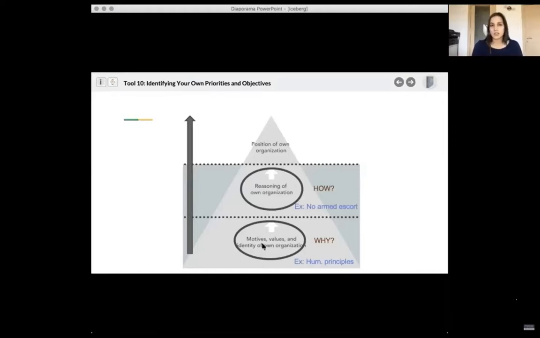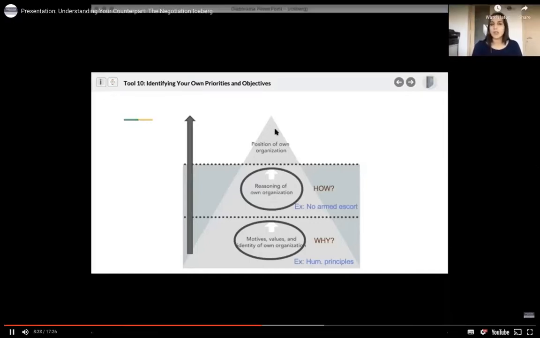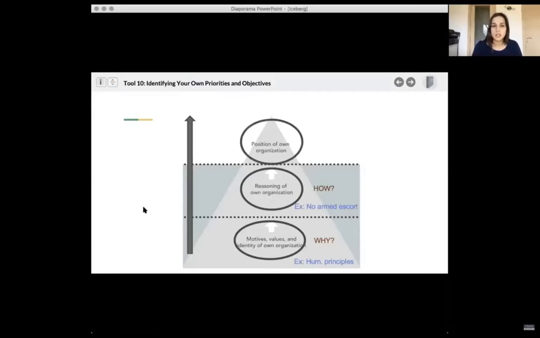Identifying our motives and reasoning will help us define a clear position for our organization as an organization and as a negotiator. Our position is what we will communicate to the counterpart. What do we want out of the negotiation? What is our ideal objective in that position? So this will have to be really clear from the onset and communicated clearly to the counterparts. In this specific case, the position is that we want full and independent access to a particular territory to be able to perform a needs assessment.